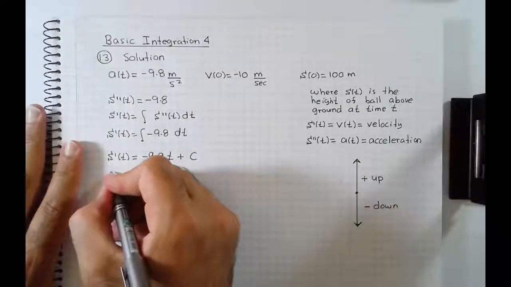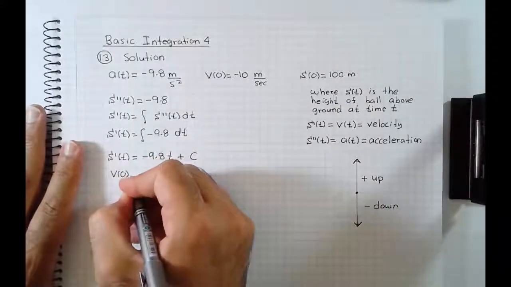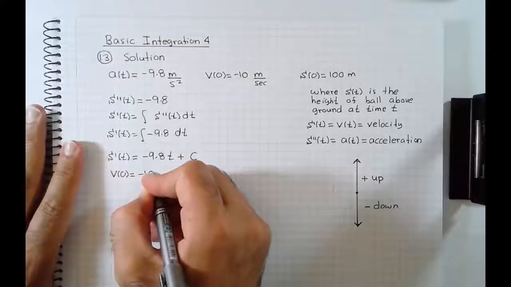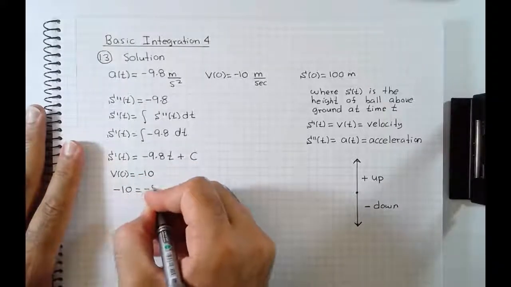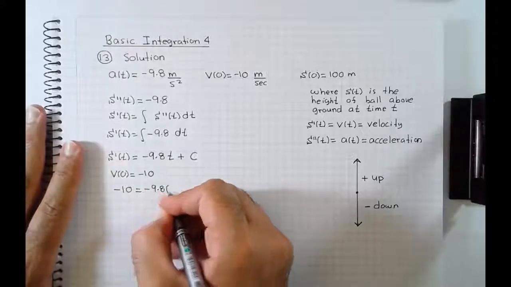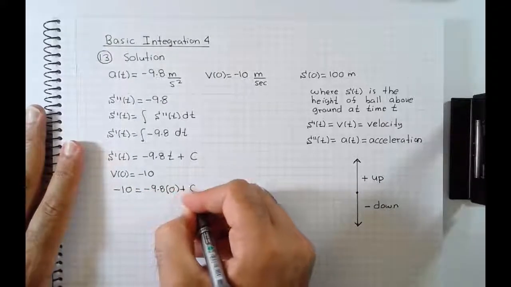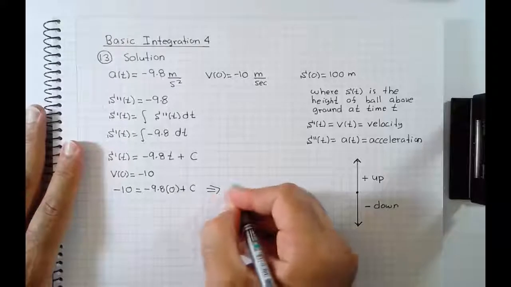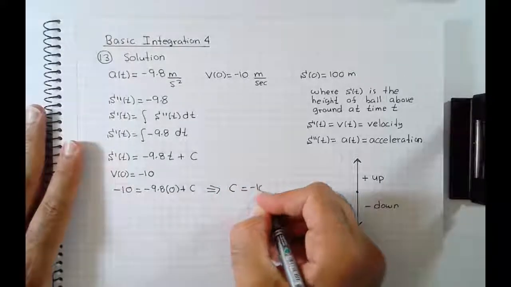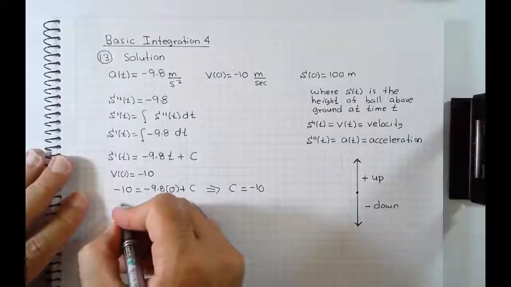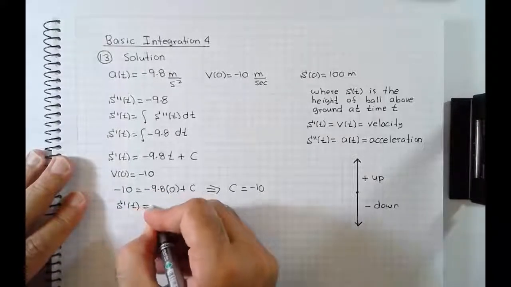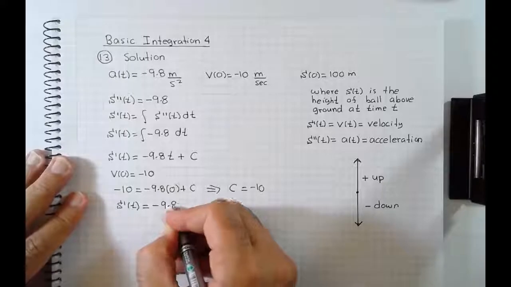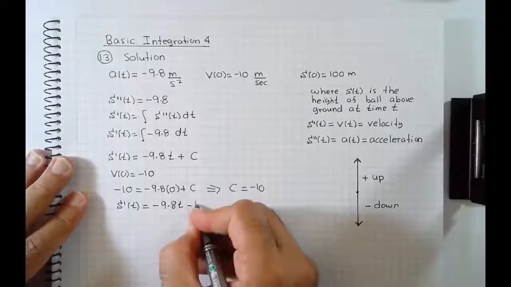Now we have the initial condition v of 0 is negative 10. So I can put minus 10 equal to minus 9.8 times 0 plus c. Solving for c, we get c equals negative 10. Plug this back into s prime of t. This is the velocity function. This is negative 9.8 t minus 10.